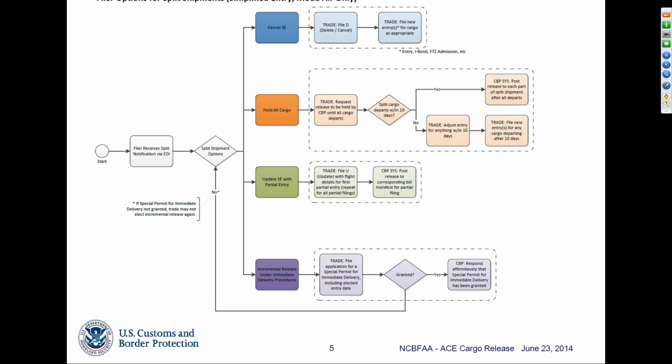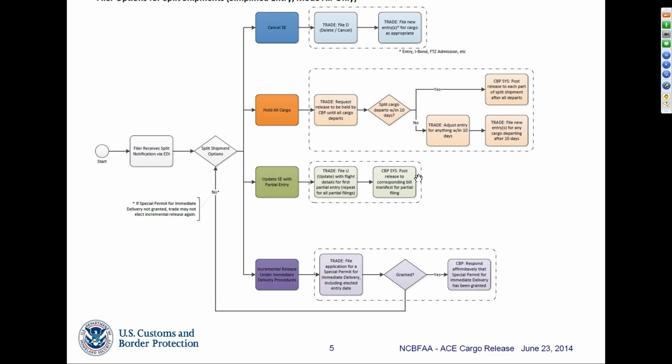Here's a flow talking about exactly what possibly can happen. You've got some great choices that you didn't have before, including the opportunity to cancel an entry for the reason that it was split. You can see from the left, it starts in. The filer gets notification that it was split. What are your options? You can cancel the entry for whatever reason. 1,000 commercial reasons come up.